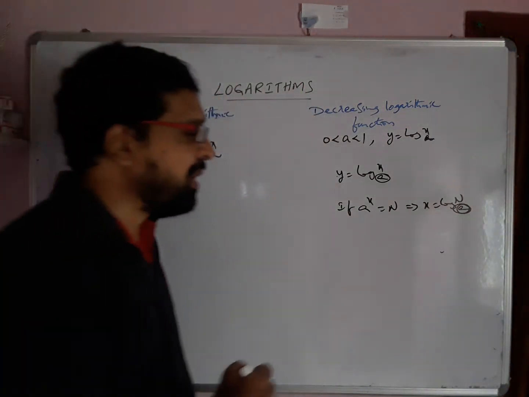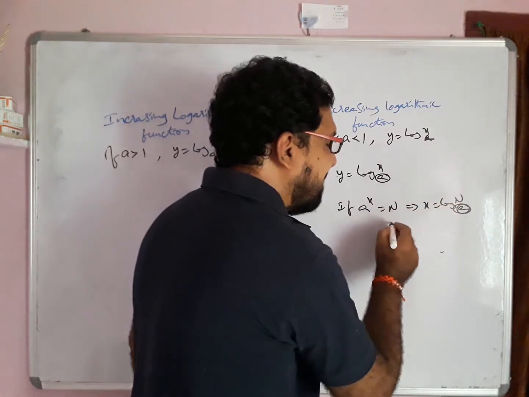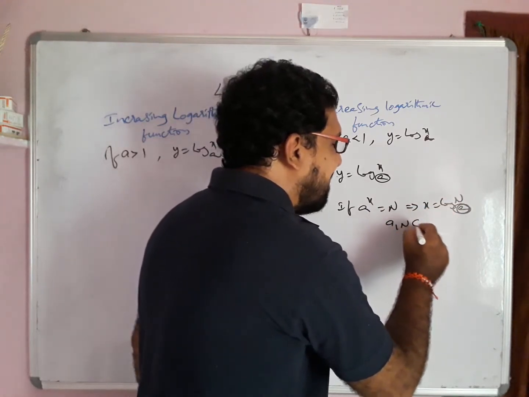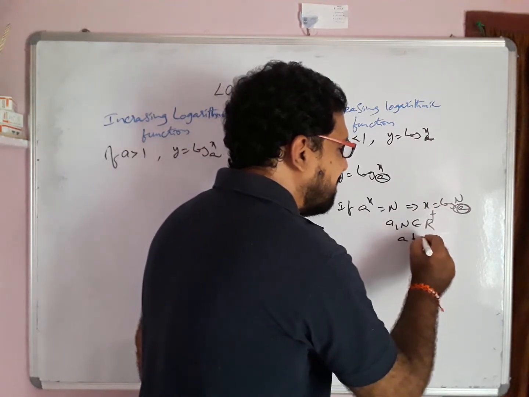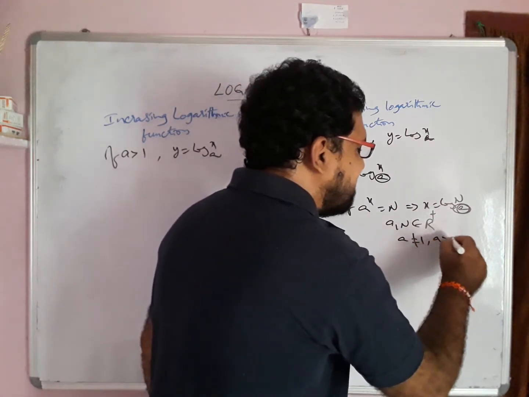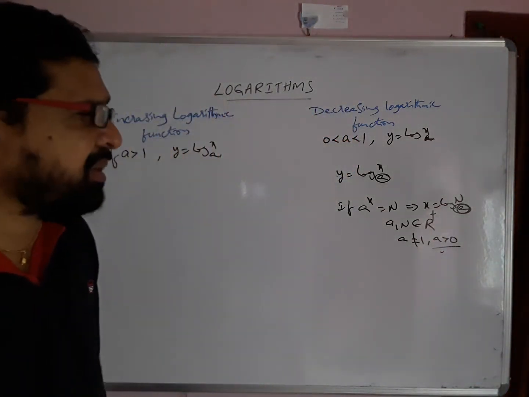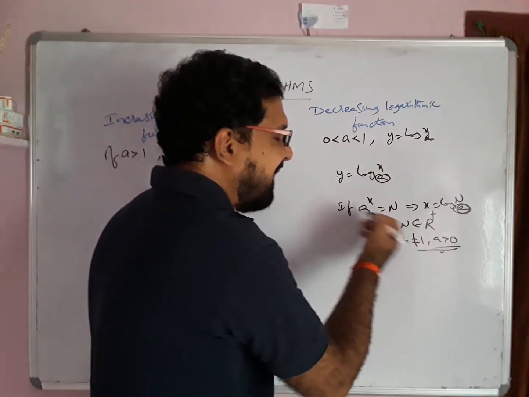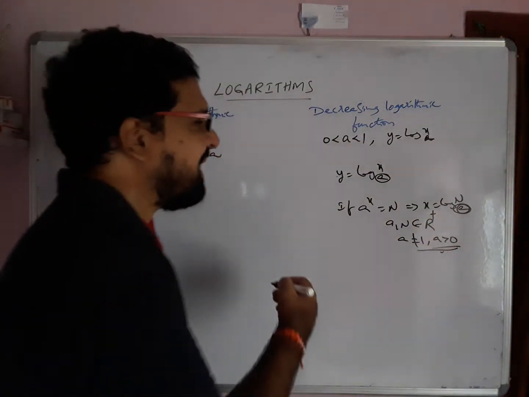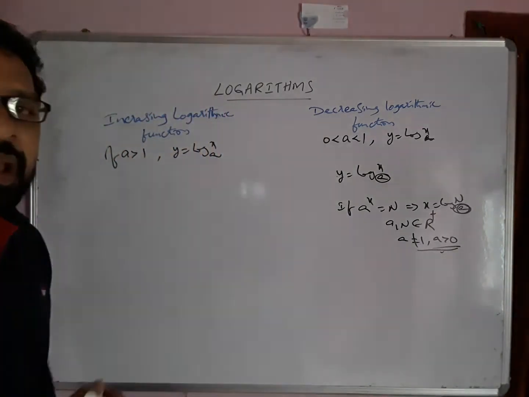We know from the definition, if a to the power x is equal to n, then x is said to be log n to the base a. Here a and n are both positive real numbers, and a is not equal to 1 as well as a greater than 0. That is why a must lie between 0 and 1, or a is greater than 1. Nothing else will happen for these two conditions.